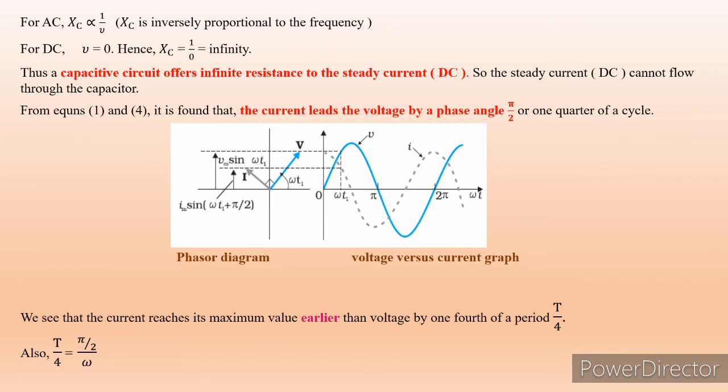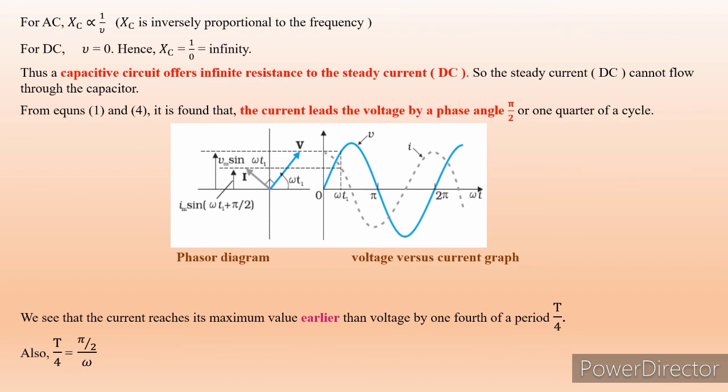The phasor I is shown in the second quadrant and the phasor V is shown in the first quadrant. The angle between I and V is pi by 2. This means that the current is ahead of the voltage by a phase angle pi by 2.